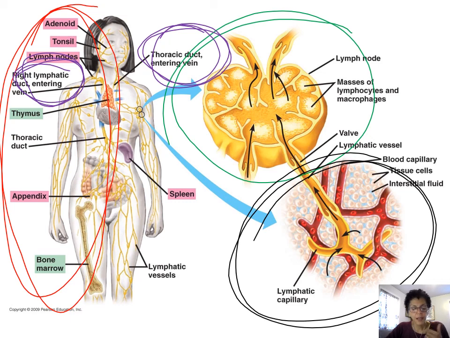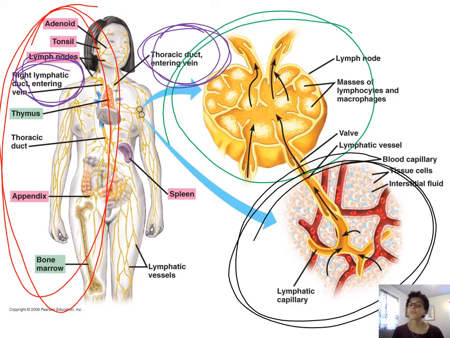So if it's left upper quadrant or anywhere else in your body, you're going to collect it in capillaries, move it in vessels, filter it in a node. Smaller vessels converge to form trunks, and then in your ventral body cavity, those trunks will converge to form something called a cisterna chyli, and the thoracic duct comes out of that.